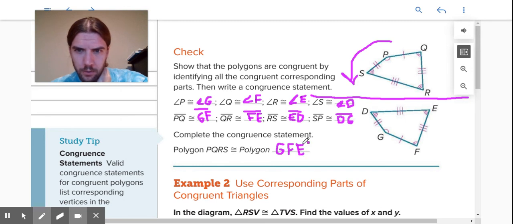I'm going in the same kind of order. So PQRS, I go GFED. You don't have to do it the same order. That's just how I'm doing it. But that's it. For example number 1, we're just identifying the corresponding congruent pairs. All right, on to example number 2.